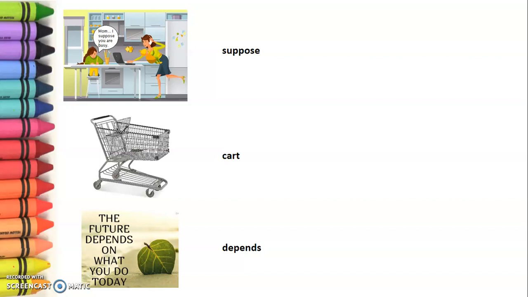Another example would be, Dan didn't answer his phone, so I suppose that he's busy. He found it a lot more difficult to get a job than he supposed it would be.